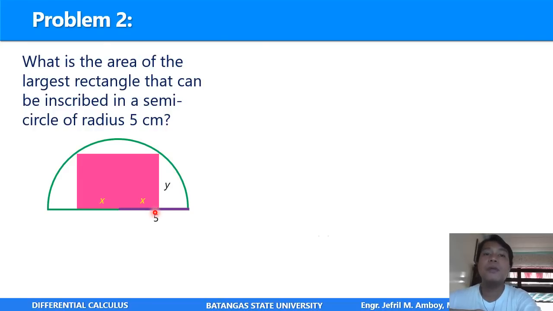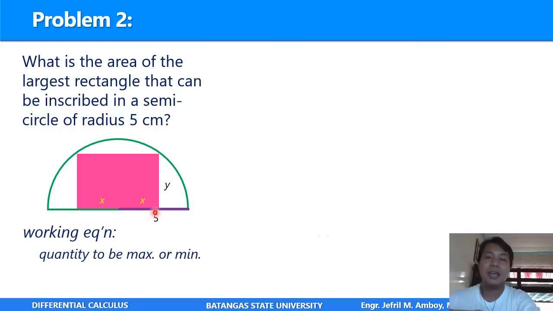The next step is to formulate the working equation. Sir, ano naman po ang working equation? Simple lang. The working equation is the equation of the quantity that you want to maximize or to minimize. So, ayun, madali lang. Hindi ka na maliligaw doon. Bakit? Kasi kung ano yung i-maximize or i-minimize, yun lang ang gagawan mo ng equation. Okay?